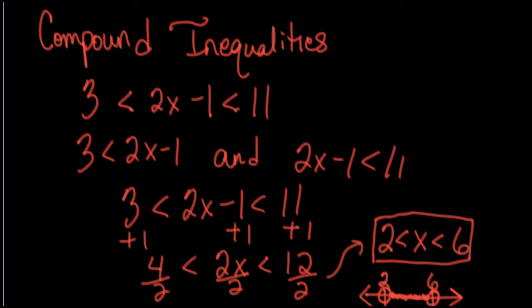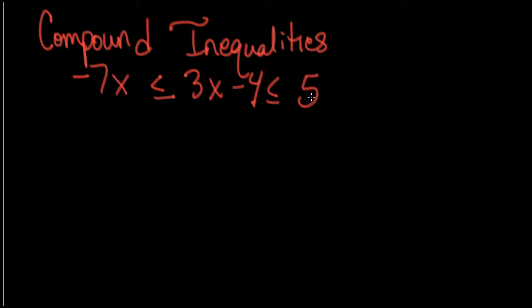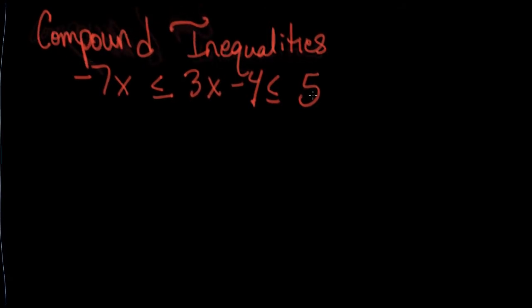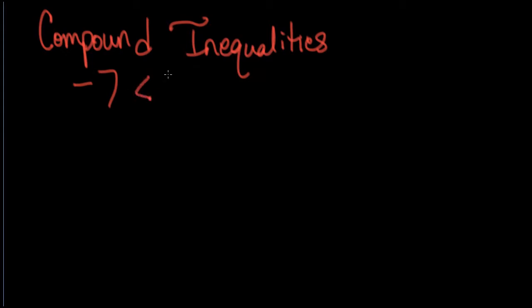Let's try this again with a different example. This time we say negative 7 is less than or equal to 3x minus 4 is less than or equal to 5. Negative 7 is less than or equal to 3x minus 4 is less than or equal to 5. The process starts the same.